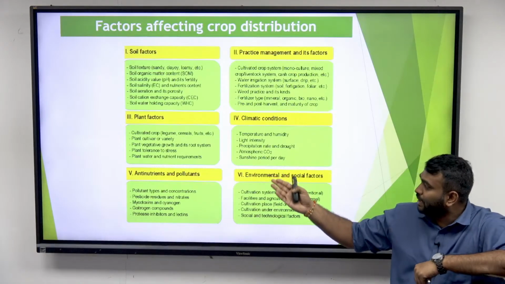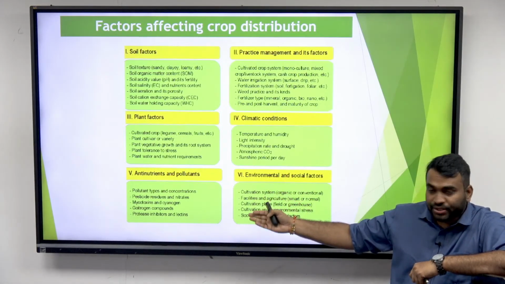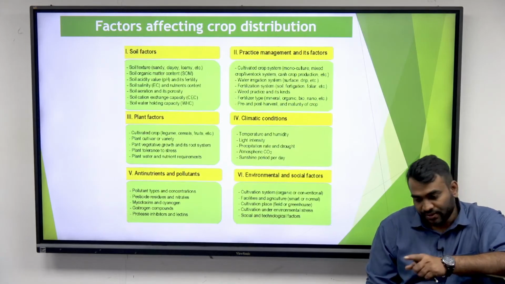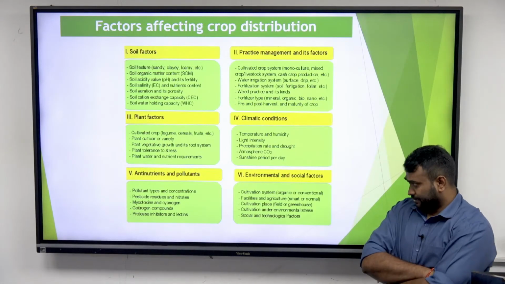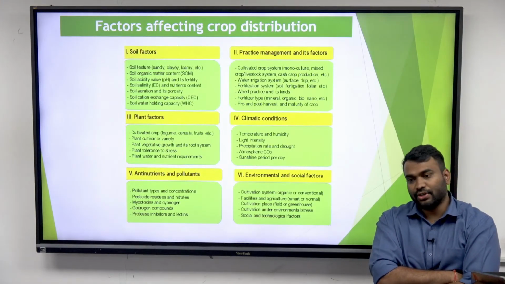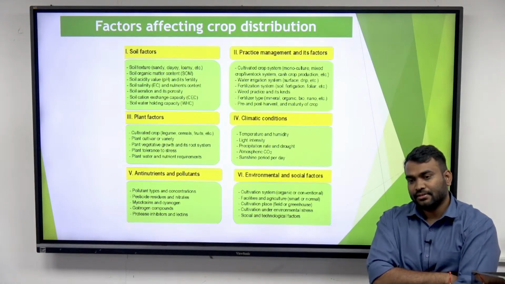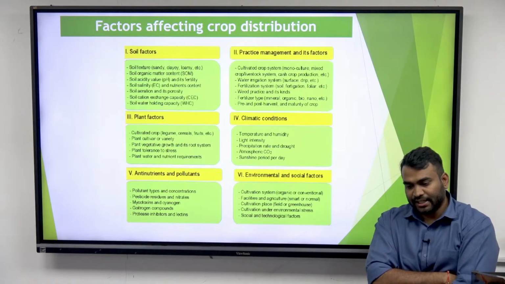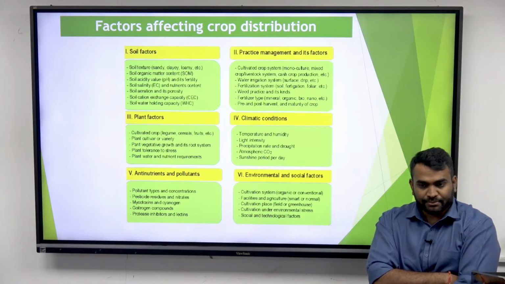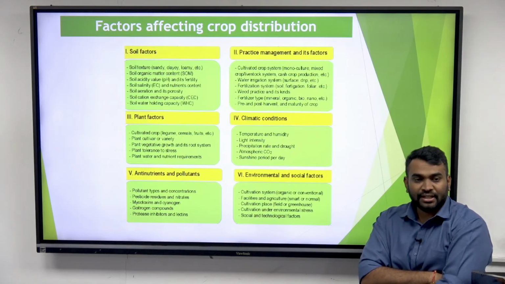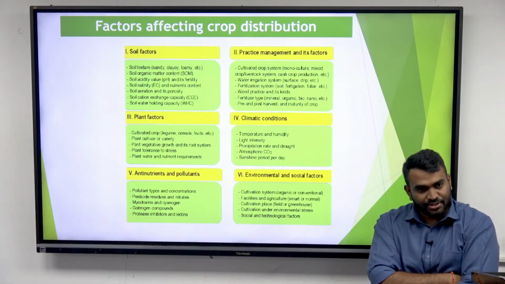I have given here, for example, plant factors like anti-nutrients, or pollutant factors, soil factors. All these factors affect crop distribution in one way or another. Let me give you one example. Say plant factors: if a plant prefers to grow in temperate conditions, obviously it cannot be grown in other conditions. So that is going to affect the distribution of this plant, correct? And also, if it depends on a specific type of soil and gives maximum productivity there, then growing in that soil is much better than growing in other types of soil. So consider this sort of distribution.